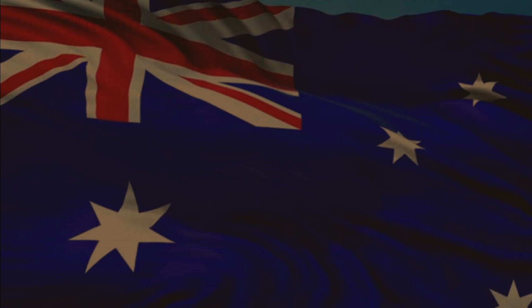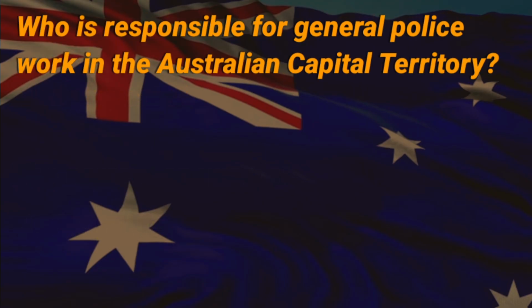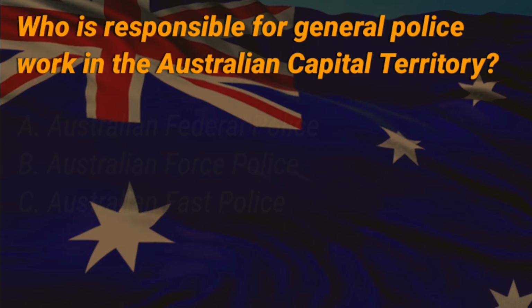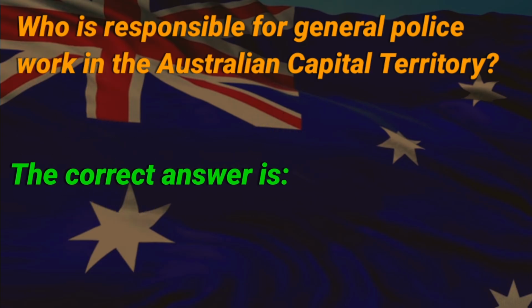The police. Who is responsible for general police work in the Australian Capital Territory? A. Australian Federal Police, B. Australian Force Police, C. Australian Fast Police. The correct answer is A.